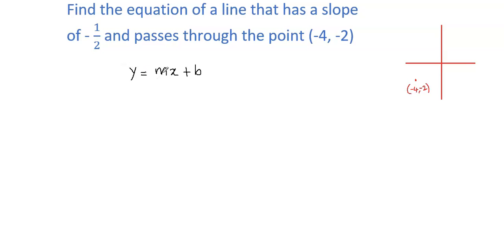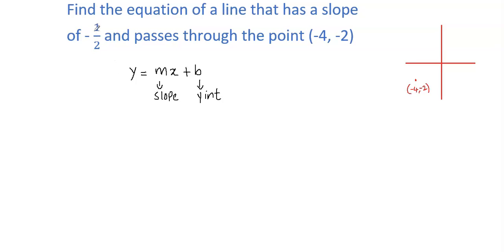Now remember that m is the slope. M represents the slope of my equation and b represents the y-intercept. To write the equation of a line, we only need two things. We need to find the slope and we need to find the y-intercept. If we can get the slope and y-intercept, we'll be able to write the equation of a line.